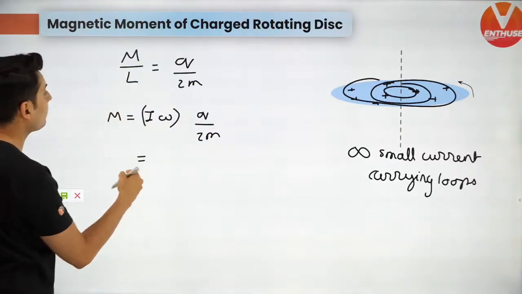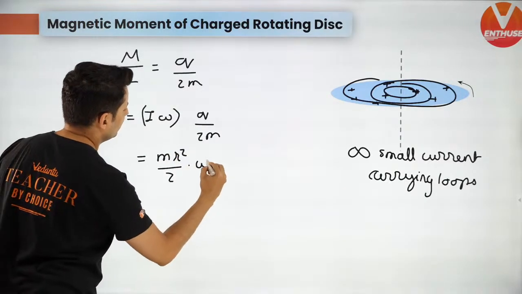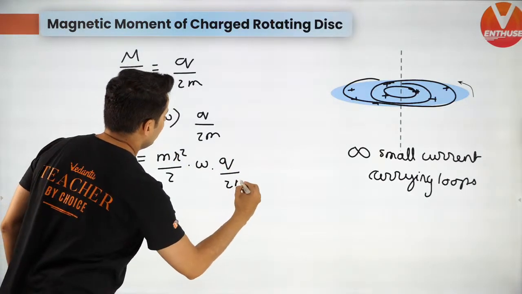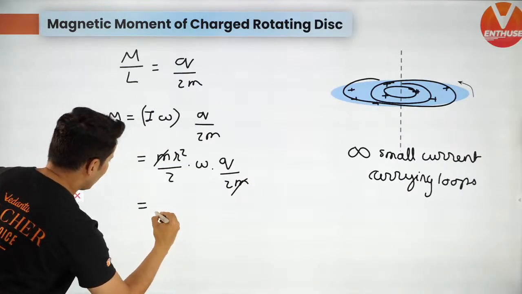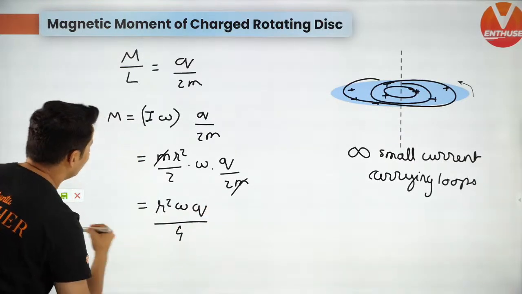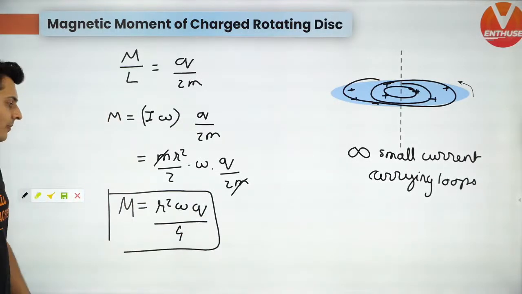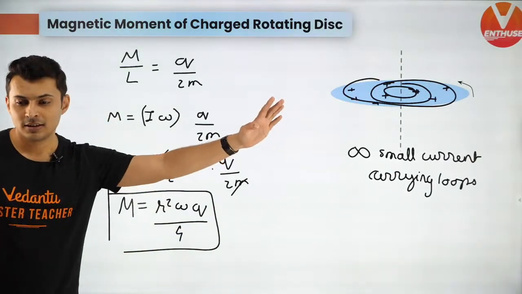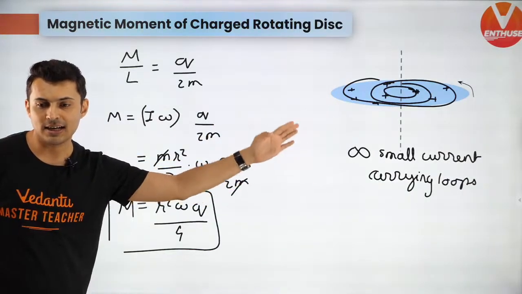What is the formula for moment of inertia of a disk? It is m r square by 2. Omega is omega. Q by 2m. Mass is gone. Mass has no value here. So r square omega Q by 2 into 2, that is 4. That's the answer, guys. How many seconds did we take? Did you understand how simple it is? Did you understand, guys?